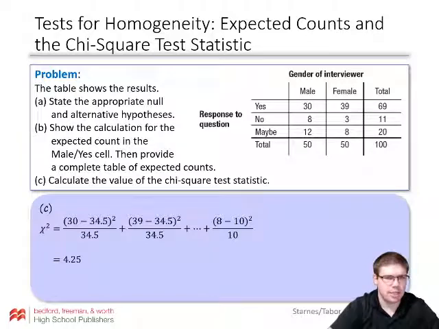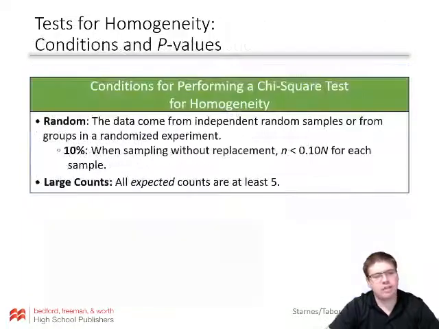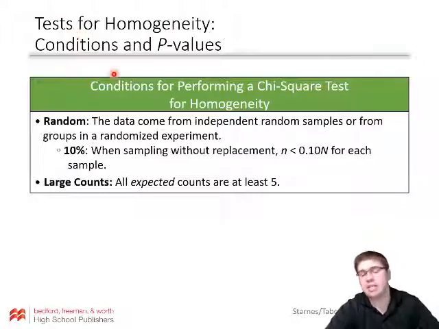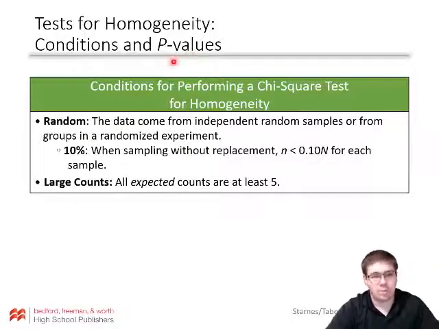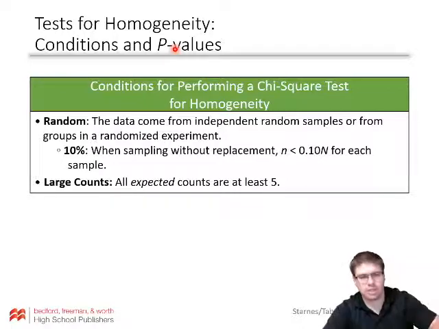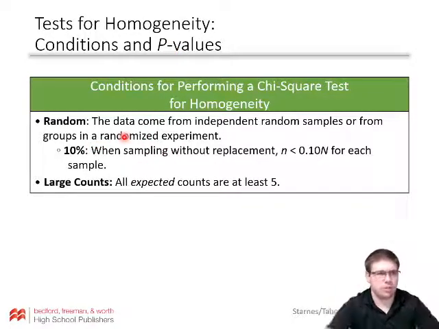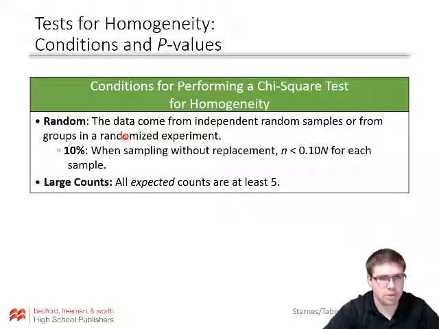All right, so we've got some conditions that we'll do with these inference procedures as well. And this is the test of homogeneity. It's slightly different for the test of independence. So the data come from independent random samples or from groups of a randomized experiment. So we're seeing if multiple groups are the same, homogeneous across the groups. So that's what we're looking for, to see if two or more distributions are the same, not necessarily just two.